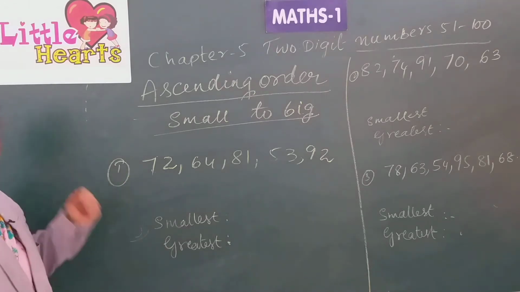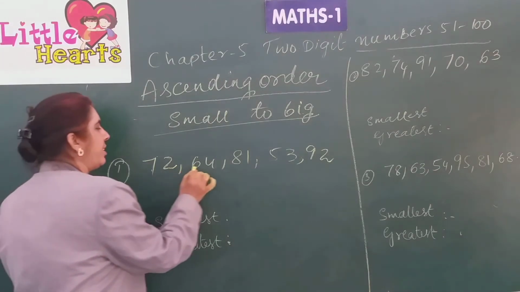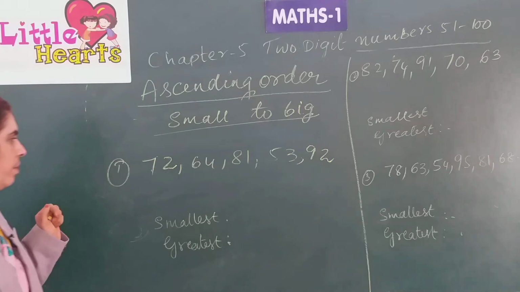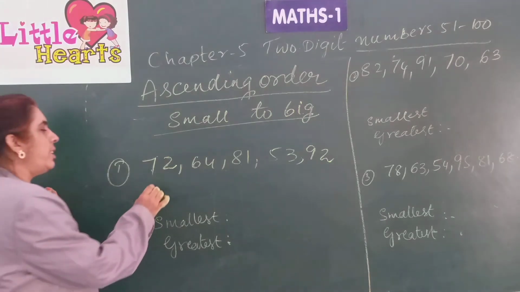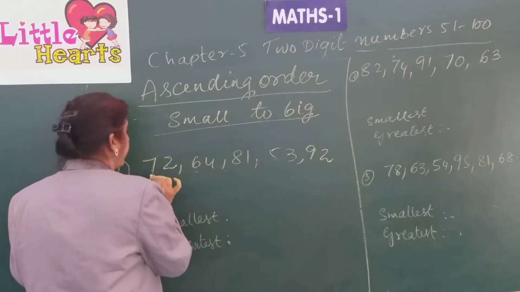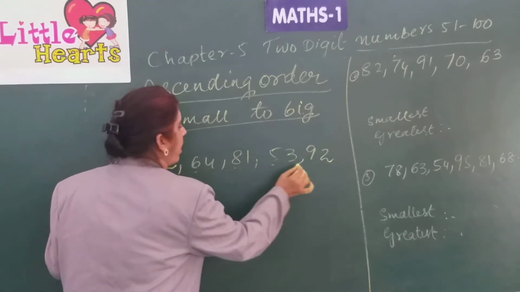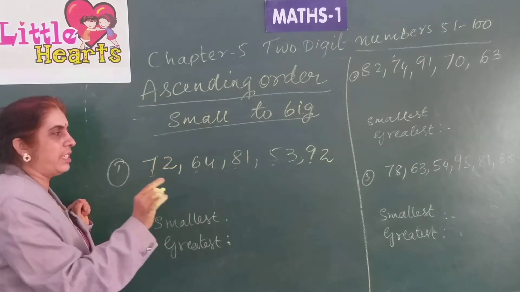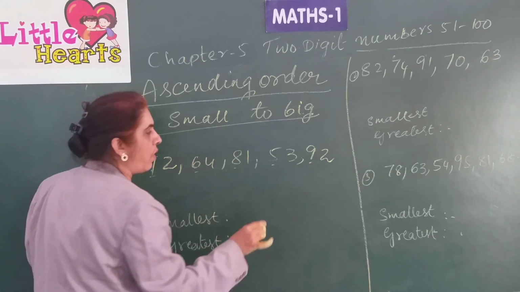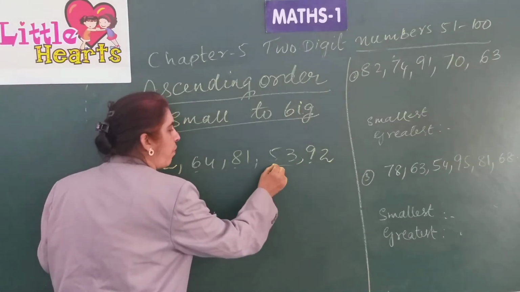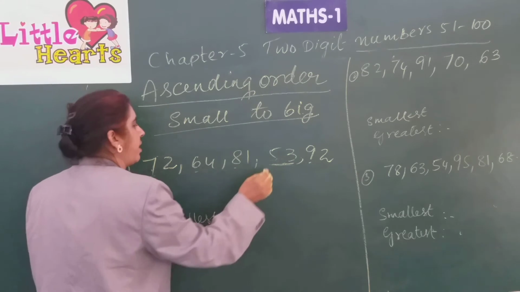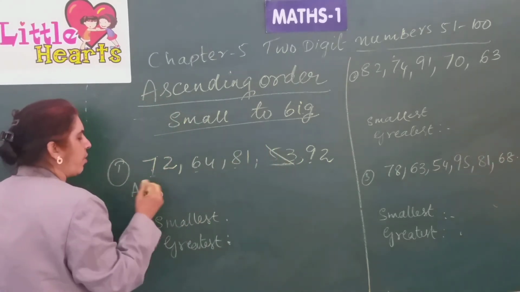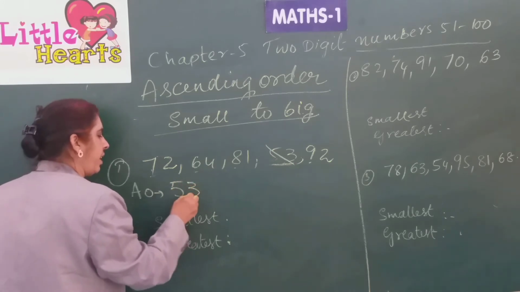Here is a set of numbers: 72, 64, 81, 53, 92. Now check the tens place digits of all these: 7, 6, 8, 5, 9. So among these, which is small? Which tens place digit is small? 53, that is 5 is the smallest number among these. So write it first. AO is ascending order, 53.